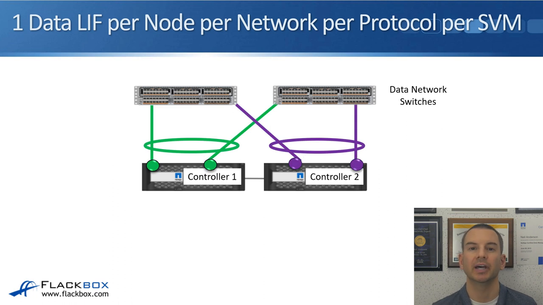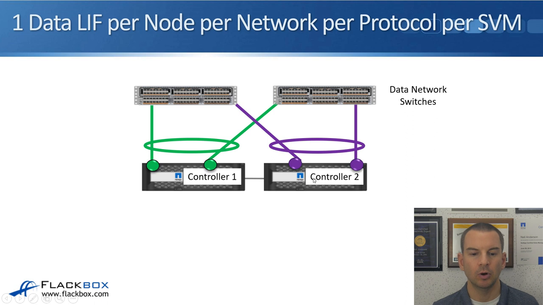Let's work through another example using interface groups this time. So here I've configured interface groups on my controllers. Let's say this is port E0C and E0D, the physical ports in controller one, and I've bundled those into a logical interface group of A0A. And on controller 2, the same thing. I've got physical ports E0C and E0D on controller 2, and I've bundled those into the interface group of A0A on controller 2.